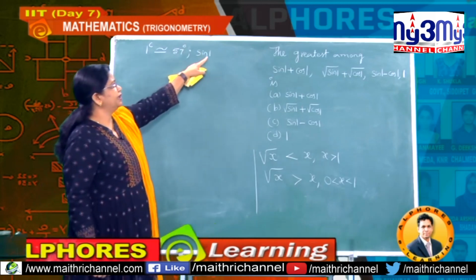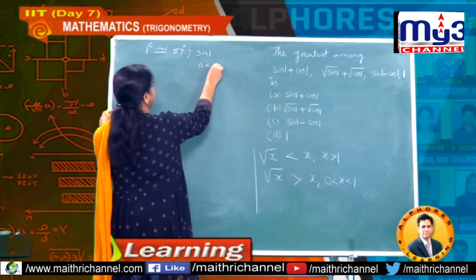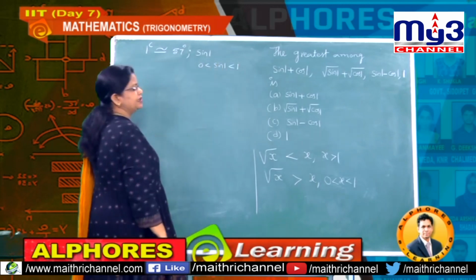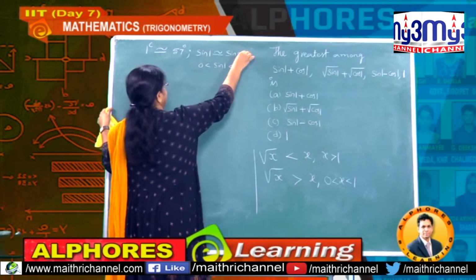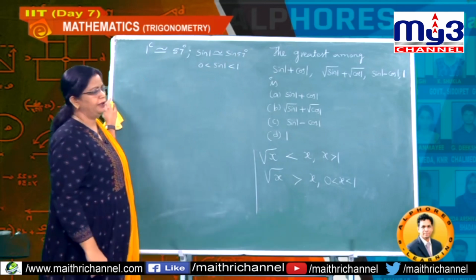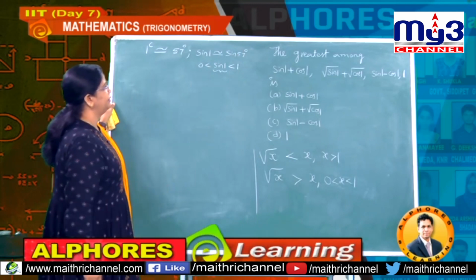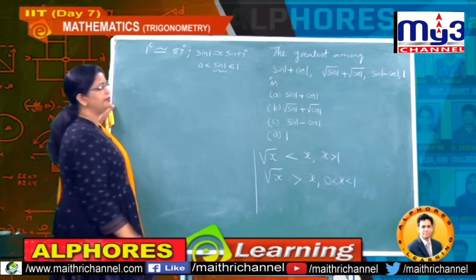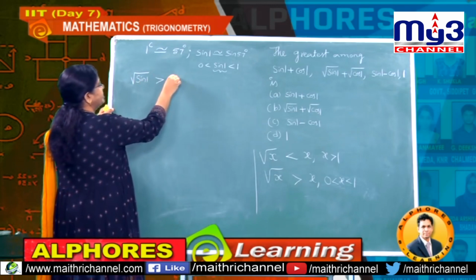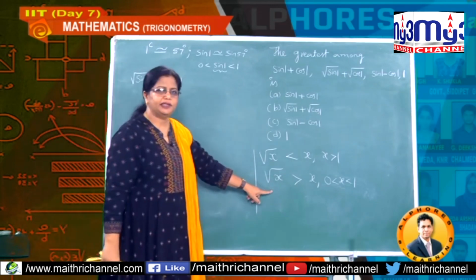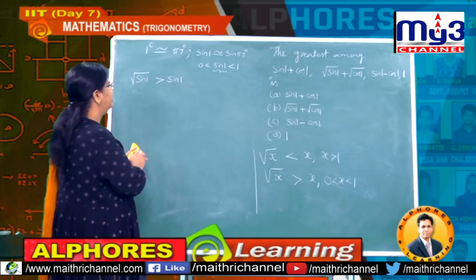Sine 1, you understand it is an acute angle, therefore it is 0 less than sine 1 less than how much here? 1. Got it, students? Because it is approximately 57 degrees, we can understand it is a positive value between 0 and 1. That means you observe sine 1 is a value less than 1. As sine 1 is less than 1, what about root of sine 1? Root of sine 1 is definitely greater than sine 1, because sine 1 is positive as well as less than 1. Hence, we got root of sine 1 is greater than sine 1.